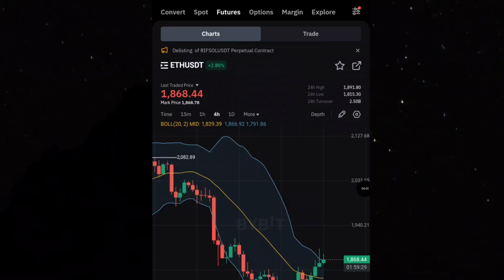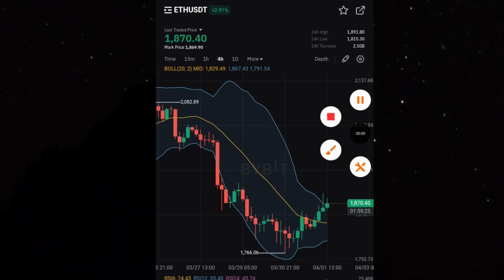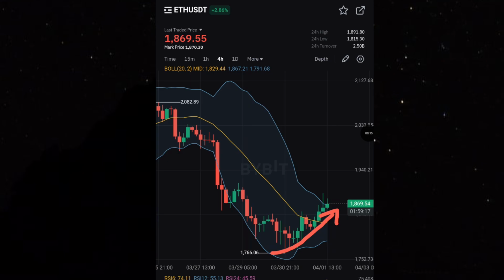So guys, in today's class, I will be showing you how to long a cryptocurrency. Now you can see the price of Ethereum is actually going up from here. And this means that we might be seeing an increase in Ethereum price. So I want to long the price of Ethereum on Bybit futures.